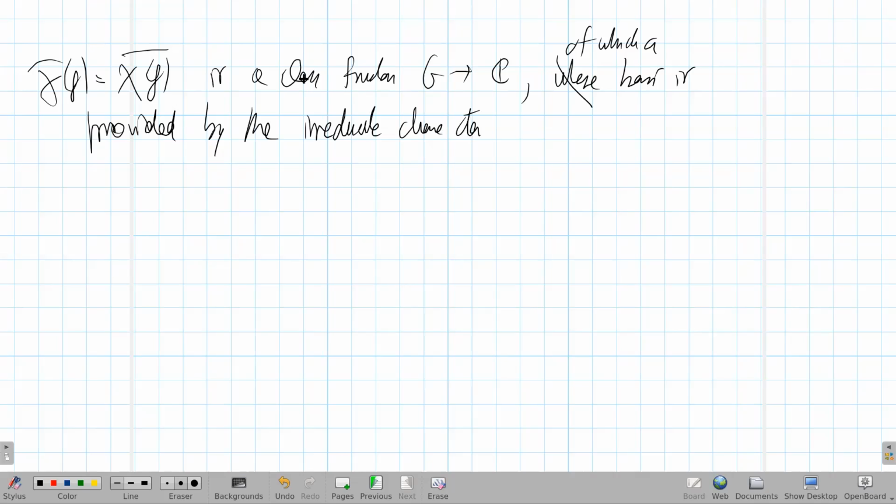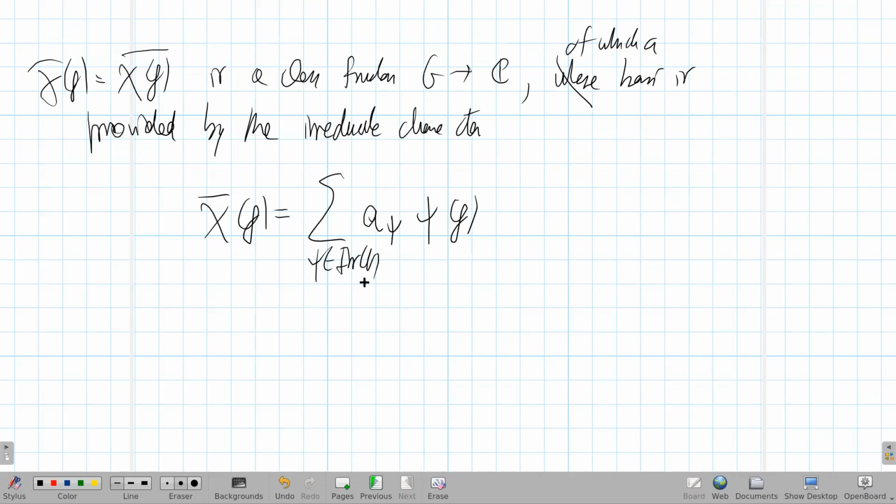So this is a class function. If chi is irreducible, then its conjugate is still a class function, constant on the classes. So this means that chi bar of g is a linear combination, with certain coefficients a_psi, of psi of g, where psi ranges over the irreducible characters. Now we started with chi, which is irreducible. This is sort of an exercise on things we have already seen.